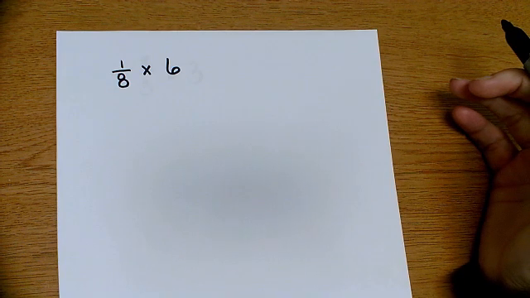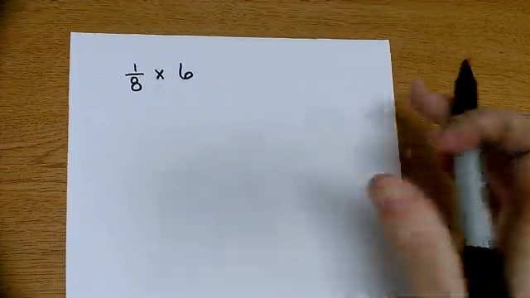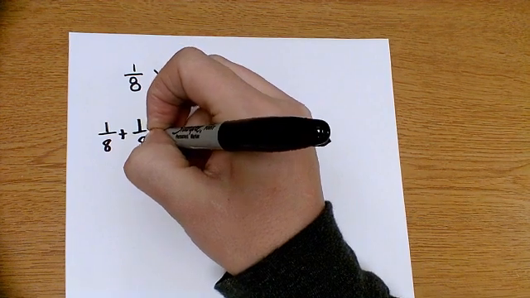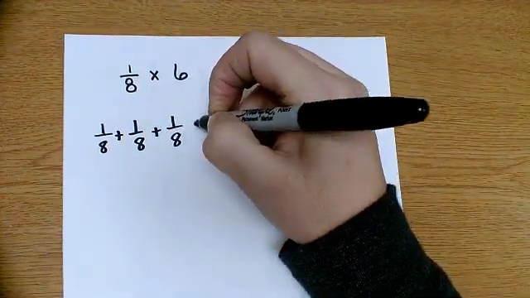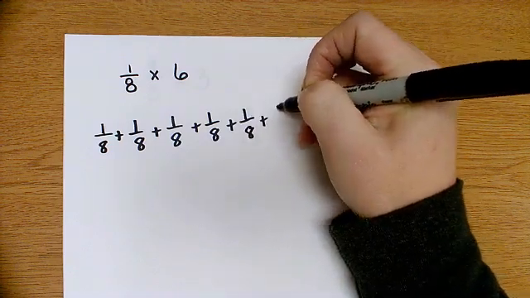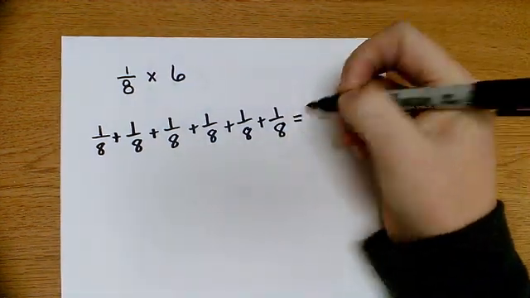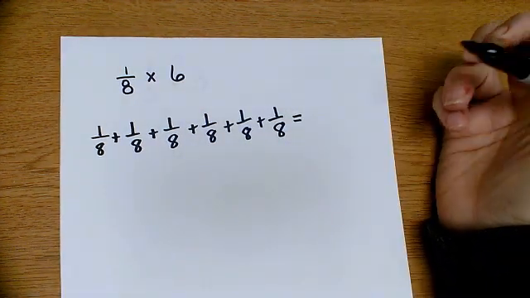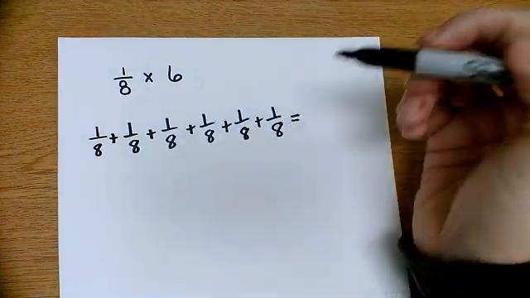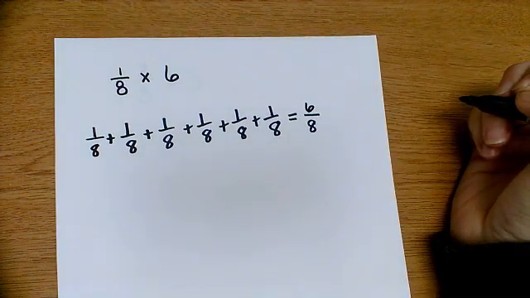One of the ways that we can do this, we know that multiplication is also a repeated addition. So I could write this as 1/8 plus 1/8 plus 1/8 plus 1/8, and I'm going to do this 6 times. So you can see 1, 2, 3, 4, 5, 6. And since we've already added fractions, we know that 1/8 plus 1/8 plus 1/8 plus 1/8 plus 1/8 plus 1/8 is going to be 6/8.